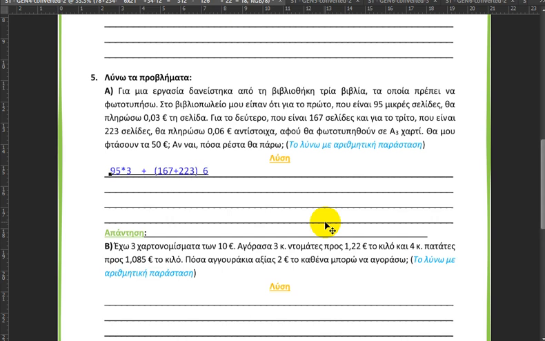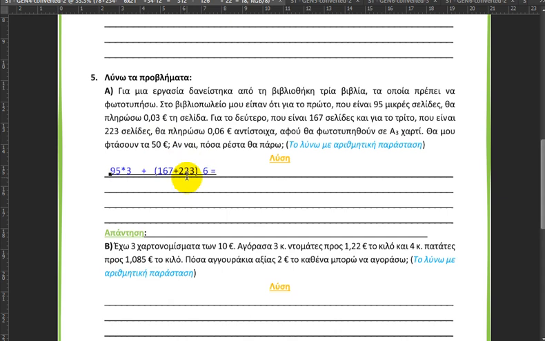Because if you think about it, you're copying the total of the pages, so both the second and the third book together. And then you can multiply. Instead of doing 167 times 6 and 223 times 6, and then adding that, which is a little more complicated. Instead of doing that, you can just add them together first, and it'll make your life easier a little bit.